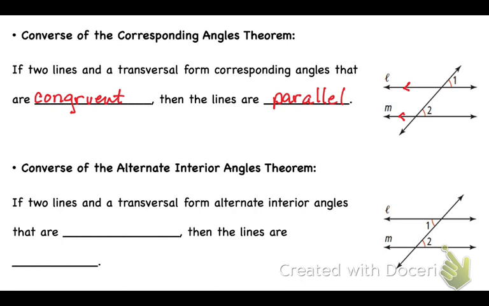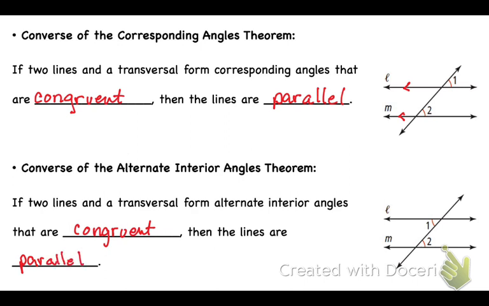So the converse of the alternate interior angle. The alternate interior angle theorem said if two parallel lines are crossed by a transversal, then the alternate interior angles are, what were they? Alternate interior angles are what? Congruent. So now it's going to say if two lines and a transversal form alternate interior angles that are congruent, then the two lines are parallel.